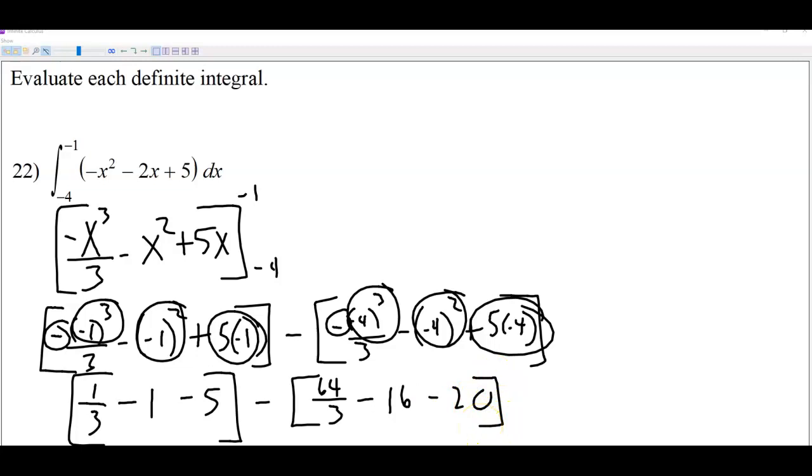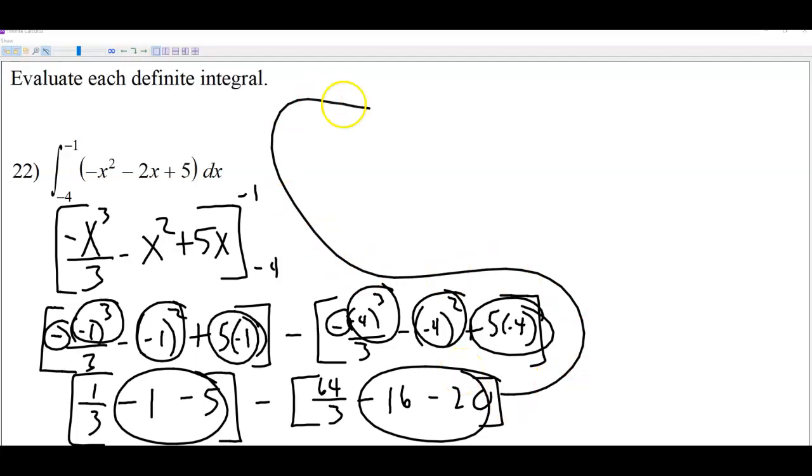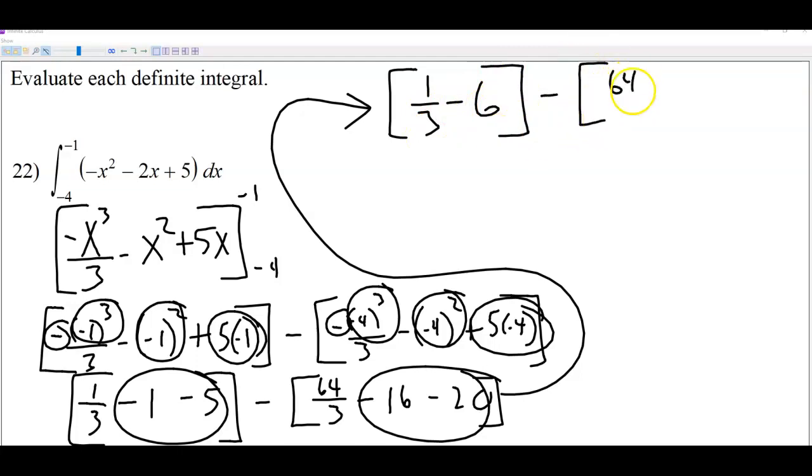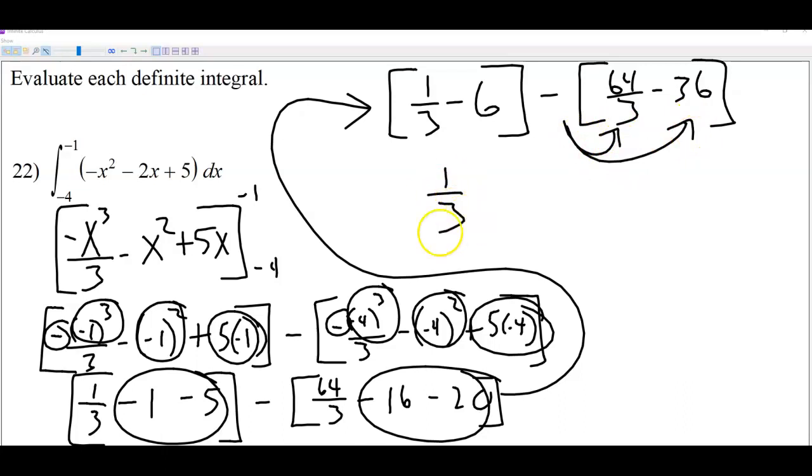So after you simplify inside those parentheses, you could actually simplify more inside there, like you can combine these together, and we can combine those together. So let's do that. So now I've got 1/3 minus 6 minus 64 thirds minus 36. But at some point you're going to have to distribute this negative into the second set, and once you do that you can get rid of your brackets and stuff.